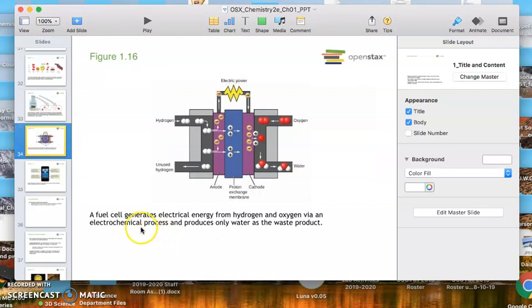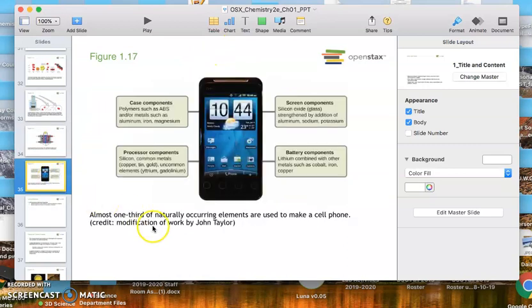Here's another picture. They're showing a fuel cell and how it generates electricity by using hydrogen and oxygen, combining them together to produce water. Because these are higher energy reactants here, the products are going to be lower energy, but you're harnessing that energy and you're able to create power from it.